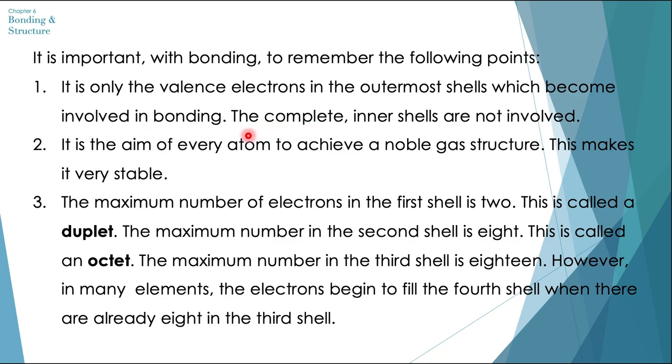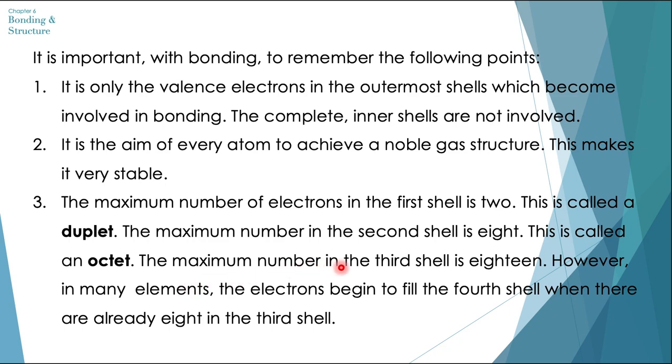So that's where we come to the second point, that it is the aim of every atom to achieve a noble gas structure. Because this noble gas structure makes it very stable. So that is why every single atom is bonding with other atoms to complete their outermost shells. Number 3, the maximum number of electrons in the first shell is 2. We read this before as well. The maximum number of electrons in the first shell is 2, and this is called a duplet. And the maximum number in the second shell is 8, and this shell is called an octet.